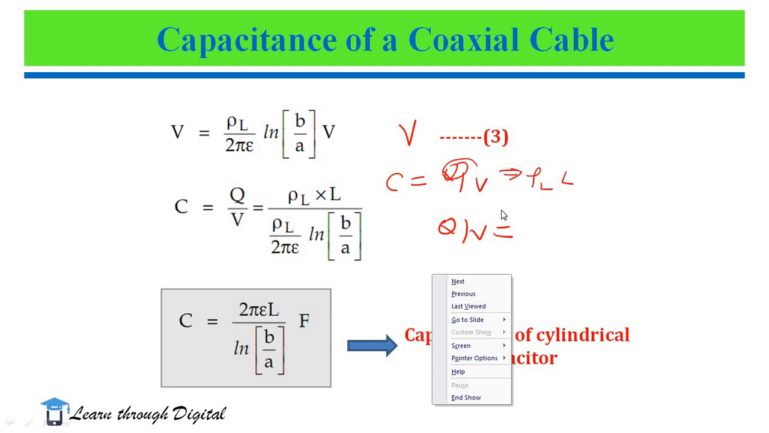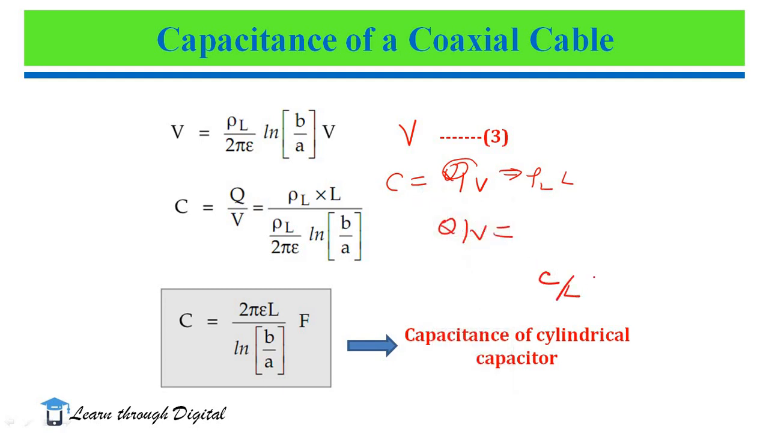Capacitance is generally calculated per unit length in the transmission line. So in the coaxial cable, capacitance per unit length can be written as C by L. We modify this expression as C by L is equal to 2 pi epsilon by ln B by A farads. So this is the method we use to calculate the capacitance.